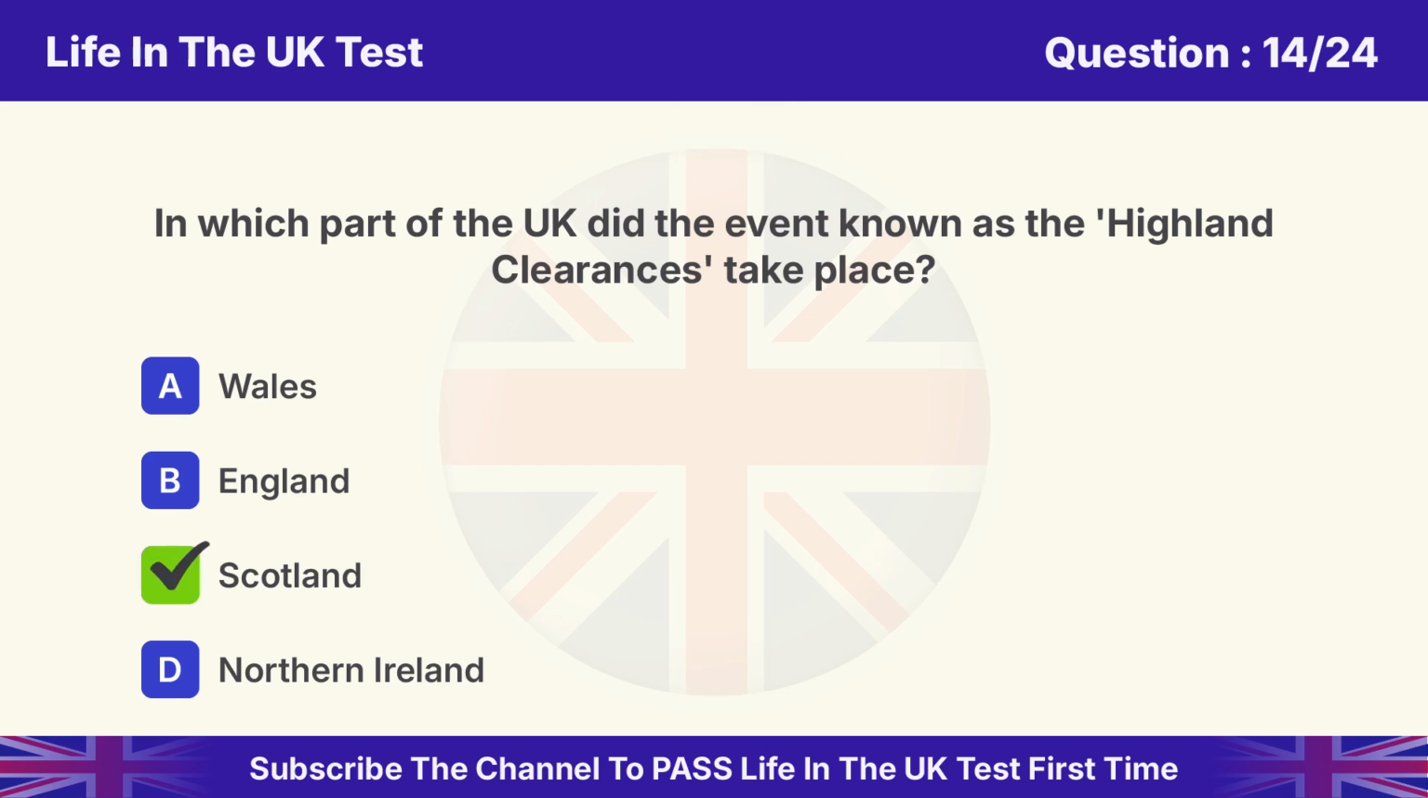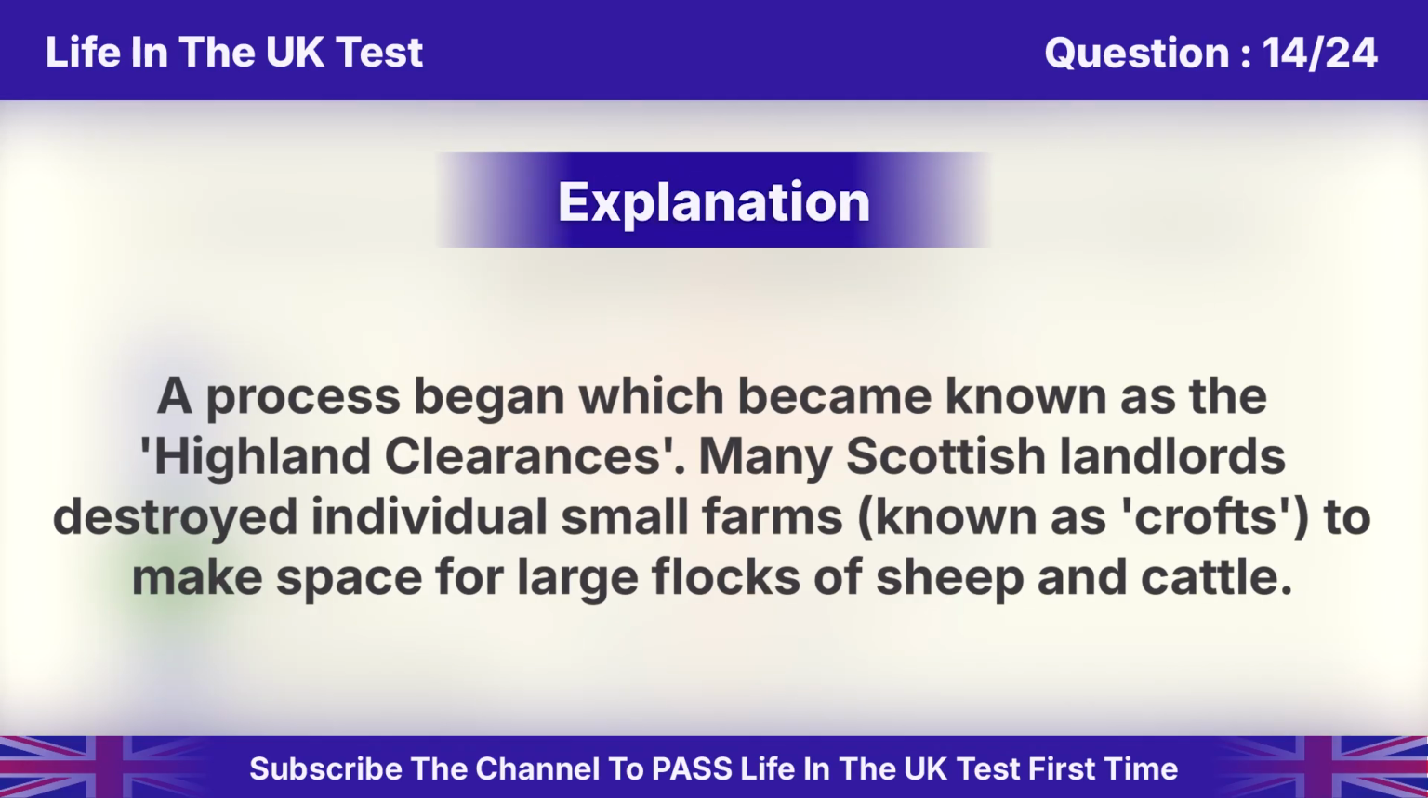Answer is C, Scotland. A process began which became known as the Highland Clearances. Many Scottish landlords destroyed individual small farms, known as crofts, to make space for large flocks of sheep and cattle.